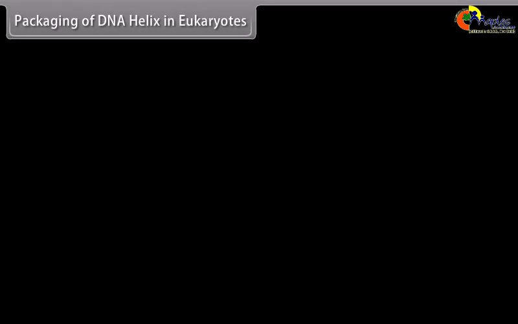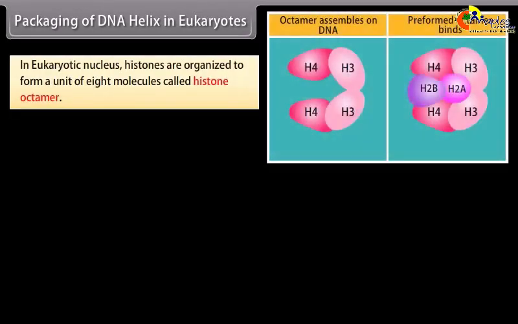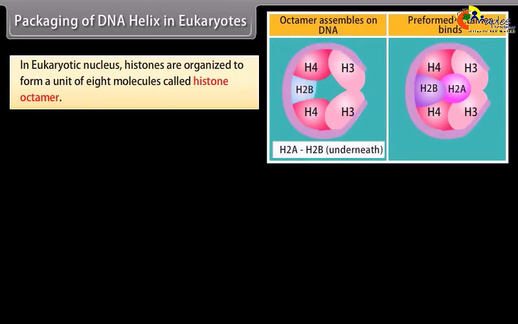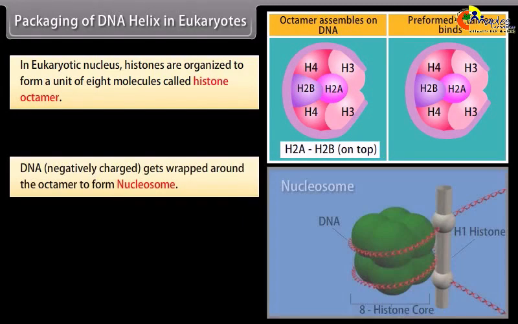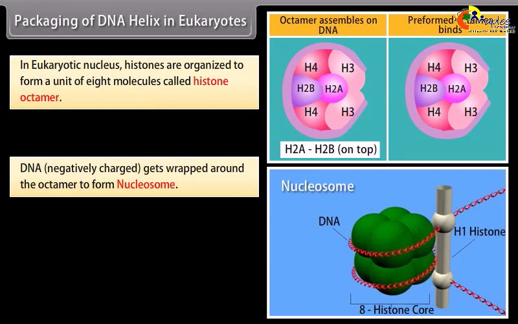Packaging of DNA helix in eukaryotes. In the eukaryotic nucleus, histones are organized to form a unit of 8 molecules called a histone octamer. Negatively charged DNA gets wrapped around the octamer to form a nucleosome.